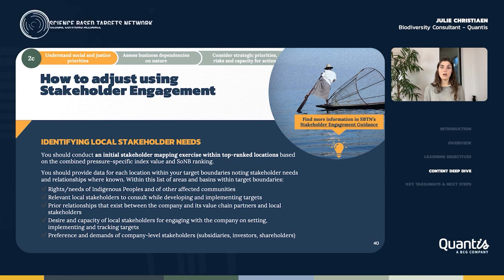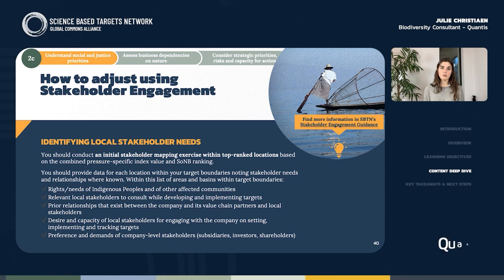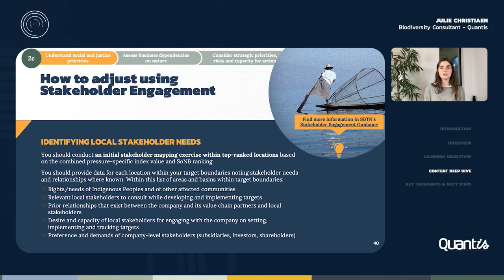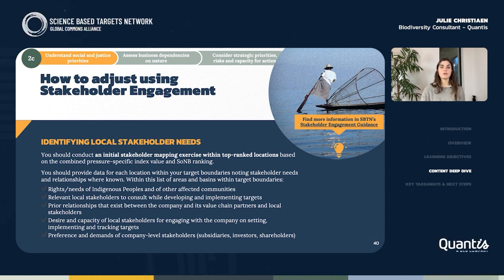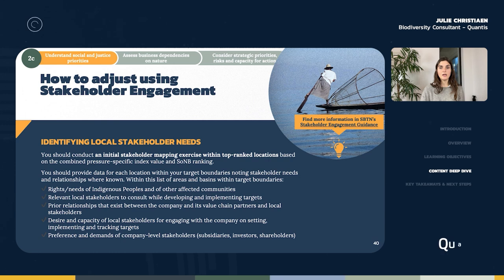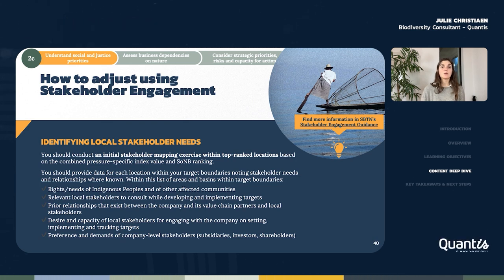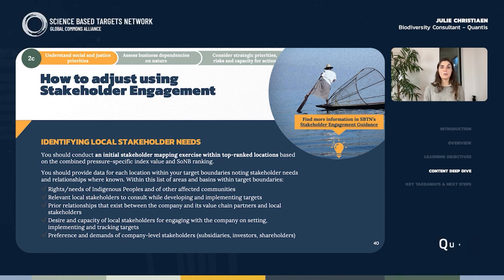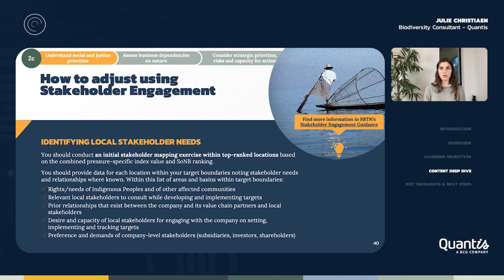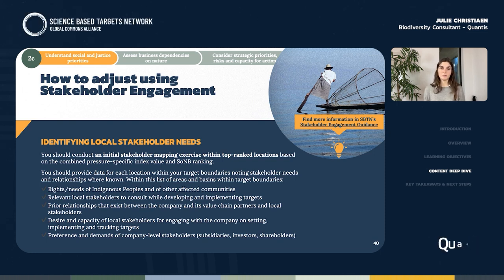As such, companies might wish to conduct an initial stakeholder mapping exercise within their top-ranked locations, focusing on local stakeholder needs and existing stakeholder relationships. As the company deepens its knowledge of each location relevant to its target setting journey, it will iterate on this exercise and will continue to engage with local stakeholders to set and achieve its science-based targets for nature. Before engaging with local stakeholders, companies should first build internal capabilities in the following areas: preparedness for engagement, designing and conducting engagement, and finally enabling participation.